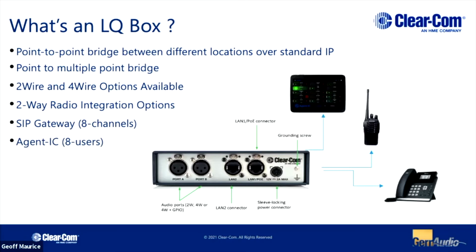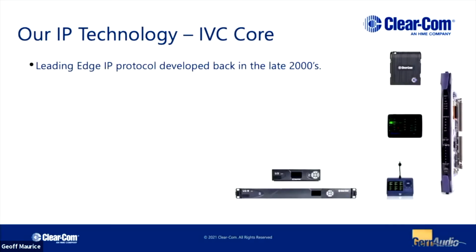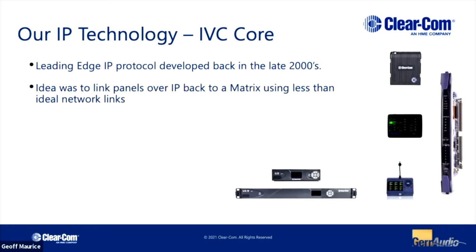For most of our interest, and what we've had the most fun with, is Agent IC. We can enable up to 8 Agent IC users per interface, by user. It doesn't have to be all 8. What's allowed this to work for us is that ClearCom has done a really good job with their IP technology, something we call IV Core. It's a leading edge protocol, but it was developed quite some time ago, and I mean that in a good way. The idea was to link panels and devices back to a frame or a matrix or sites, but using less than ideal links.